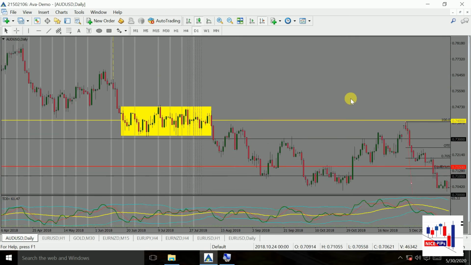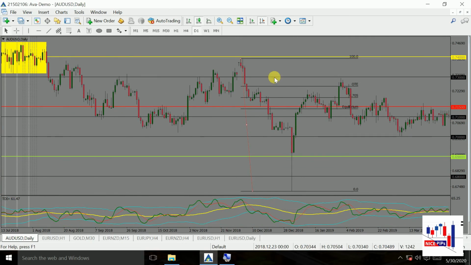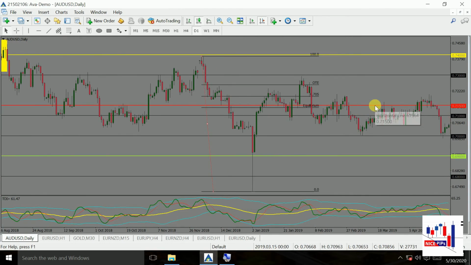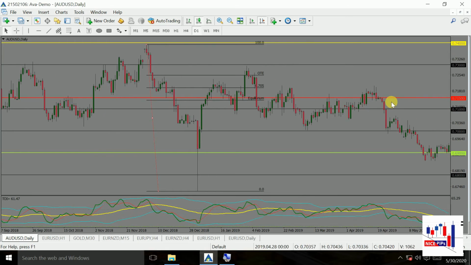Zoom in. Right here. Now my swing low, my entry at OTE. Now there, price starts moving, retraces back a little bit. It's moving, it retraces back. Now stop loss is right here, right?